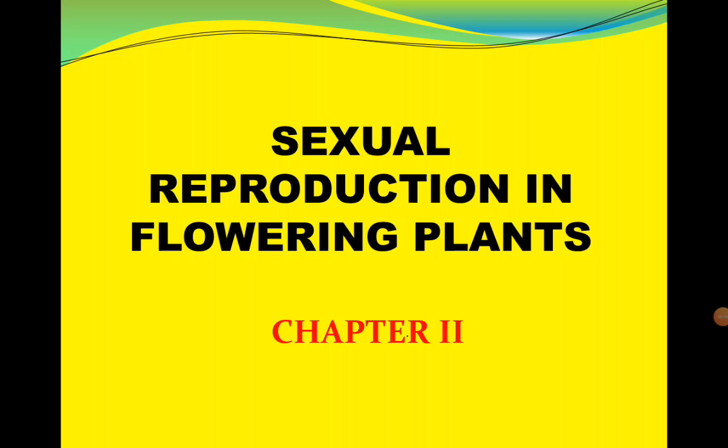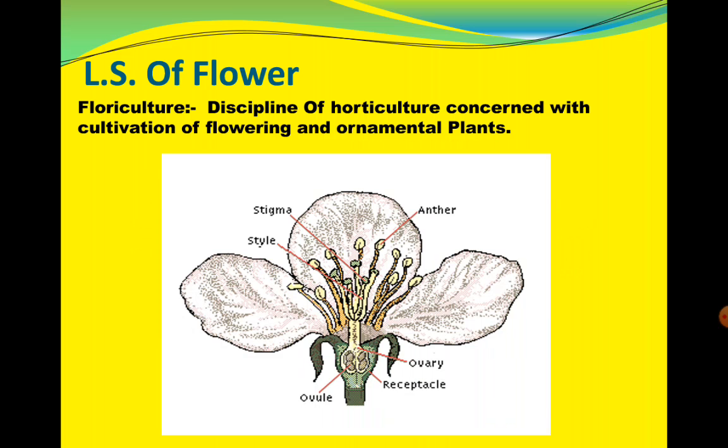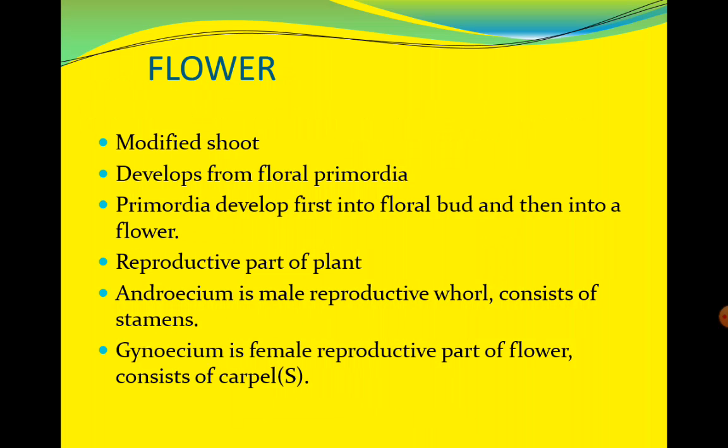Today we are going to discuss chapter 2 of class 12th biology, sexual reproduction in flowering plants. So flower, what is flower? Flower is basically a modified shoot and it develops from the floral primordia. Initially floral primordia develop into the floral bud and then into a flower. Flower is also considered as a reproductive part of a plant and it consists of four whorls.